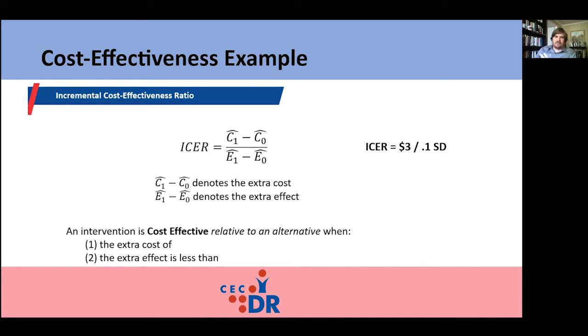And so you're hoping with this measure to give a sense for the extra cost that you have to spend to get this effect. Like if you had an ICER of $3 per 0.1 standard deviation effect, it would be interpreted as: for every $3 extra you spend, you'd expect to see a 0.1 standard deviation increase. And this information will be useful to help decision makers decide whether your intervention is worth it. Because even if it has a really big effect, does it justify all the extra money I'm spending on it?